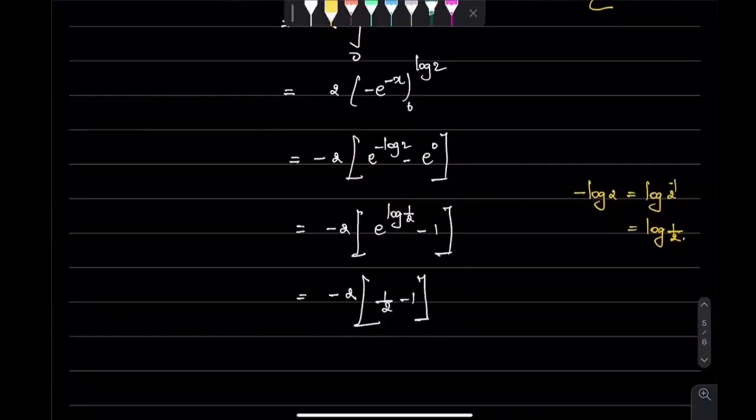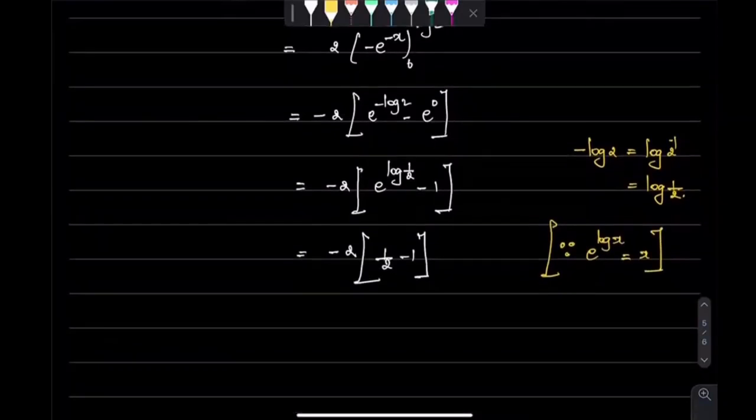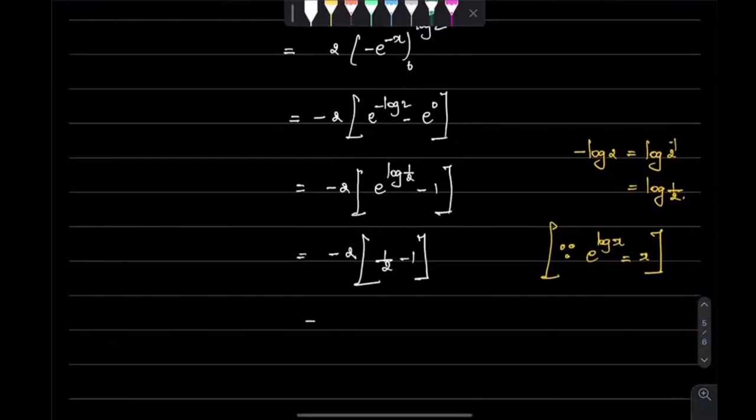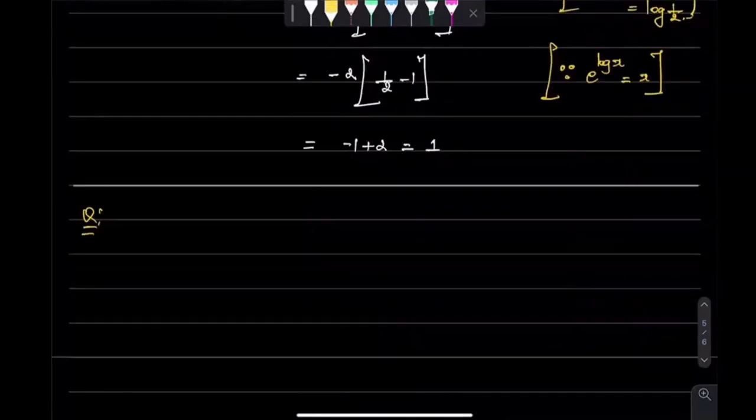Again, I'll give you the reason here. Since e power log x is actually x, whatever I have there, I'm getting it as such. So the final answer is going to be minus 1 plus 2. So the answer is 1. That's it. So next question.